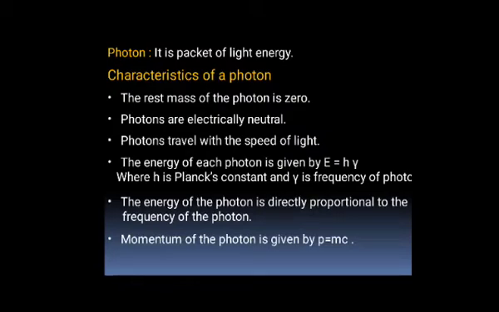Now let us see some characteristics of a photon. The rest mass of a photon is 0. Photons are electrically neutral. It travels with the speed of light. Energy of each photon is given by E is equal to h nu, where h is Planck's constant and nu is the frequency of the photon. The momentum of the photon is given by p is equal to m into c. The energy of a photon is directly proportional to the frequency of the photon.